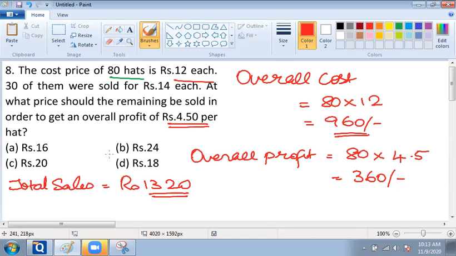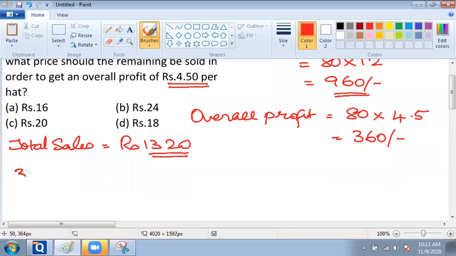Now, this total sales is of two categories. 30 of the hats were sold for 14 each. So what is the money that comes in by the sale of these 30 hats? That is 30 hats sold, and per hat the sale amount is 14. So 30 into 14 is equal to 420. This is the total sales amount pertaining to the sale of 30 hats.